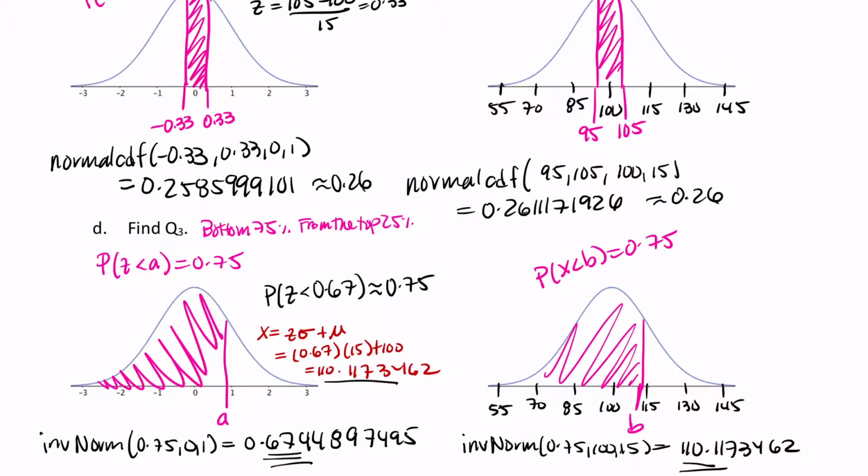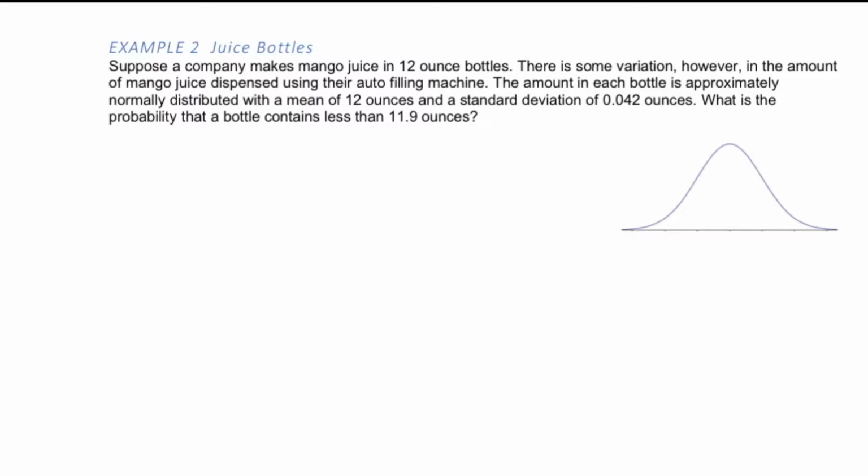You notice we get identical IQ scores for both. Example 2, juice bottles. Suppose a company makes mango juice in 12-ounce bottles. There's some variation, however, in the amount of mango juice dispensed using their auto-filling machine. The amount in each bottle is approximately normally distributed with a mean of 12 ounces and a standard deviation of 0.042 ounces. What is the probability that a bottle contains less than 11.9 ounces?